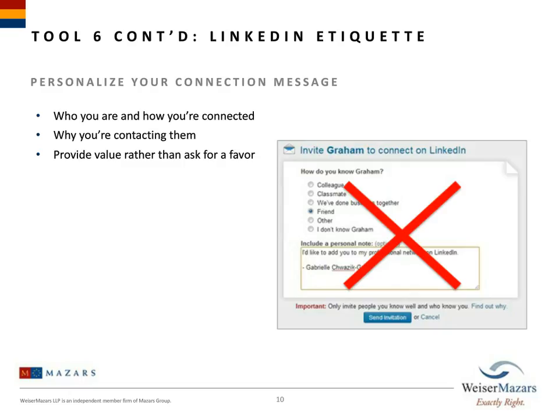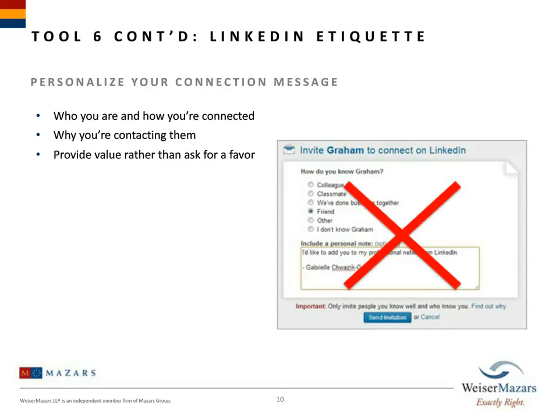So right here you'll see I'm inviting Graham to connect on LinkedIn. I checked friend because I don't really know him all that well. I want to get introduced to him, so I put friend, and I said I'd like to add you to my professional network on LinkedIn, because that's the automatic default message that you'll send to someone.